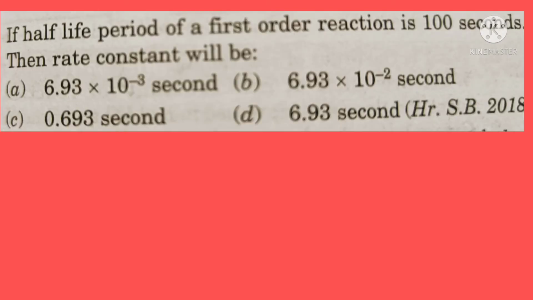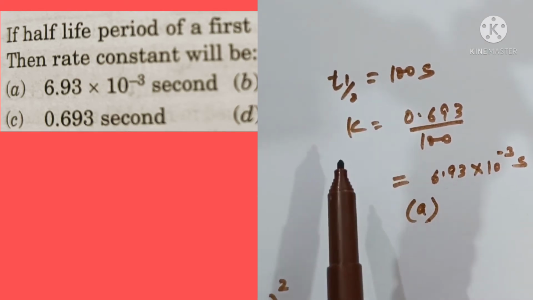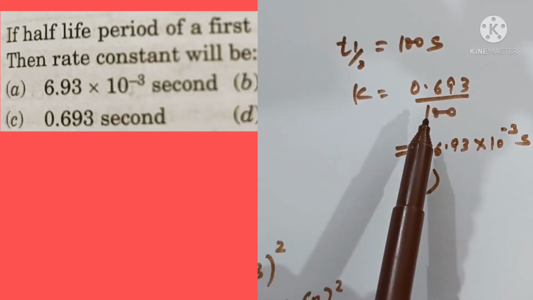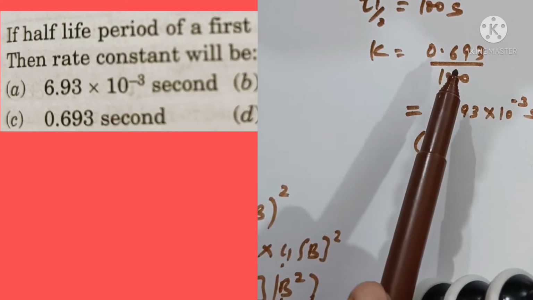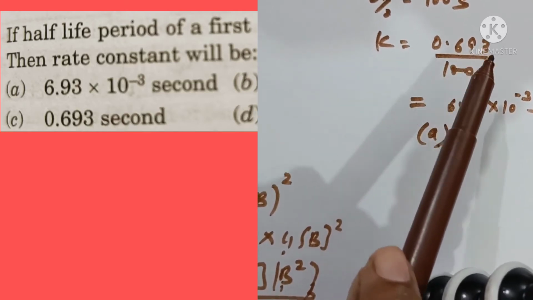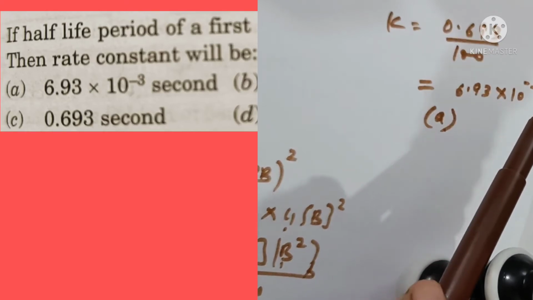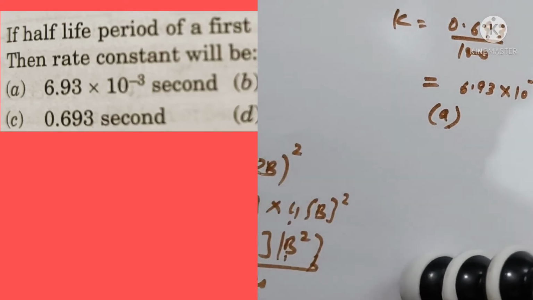Half-life period of a first order reaction is 100 seconds. Then the rate constant will be, so if t half is 100 seconds, the rate constant will be 0.693 upon 100. So according to the scientific notation, we have to put decimal after one digit. So this becomes 6.93 upon 1000, or 6.93 into 10 raised to power minus 3 seconds inverse. So option A is the correct answer.